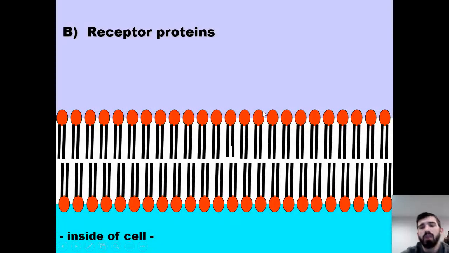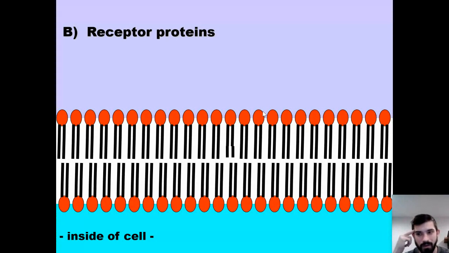Right. So we talked about our transport proteins, things that help bigger materials move into and out of the cell. The other kind of protein that we're going to find along the cell membrane is a receptor protein. These things will receive signals. They will intercept. Think of that.